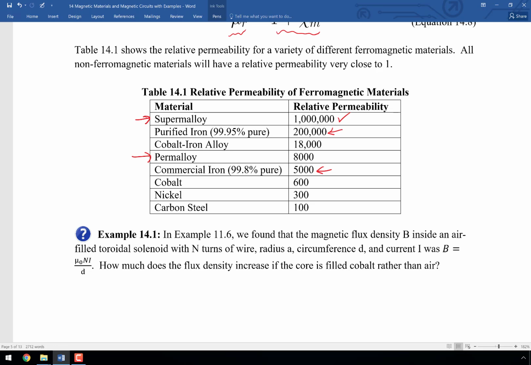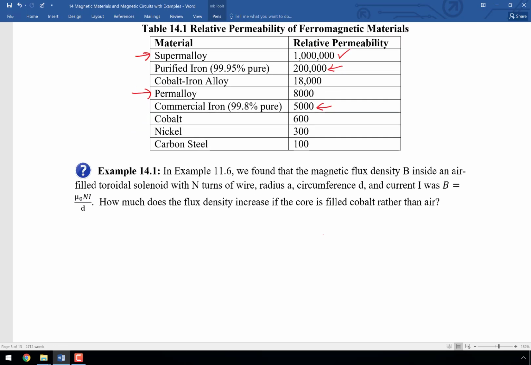Okay, thinking back to example 11.6, we talked about the magnetic flux density inside of an air-filled toroidal solenoid. You'll remember that was the thing that kind of looked like a donut. So we had a donut here, and wrapping around the donut there were coils of wire, and a magnetic field appeared inside the coils inside the air-filled solenoid. Now, at the time, you might have wondered, hey, how are those wires staying in place? How is it that they're not just collapsing onto each other?